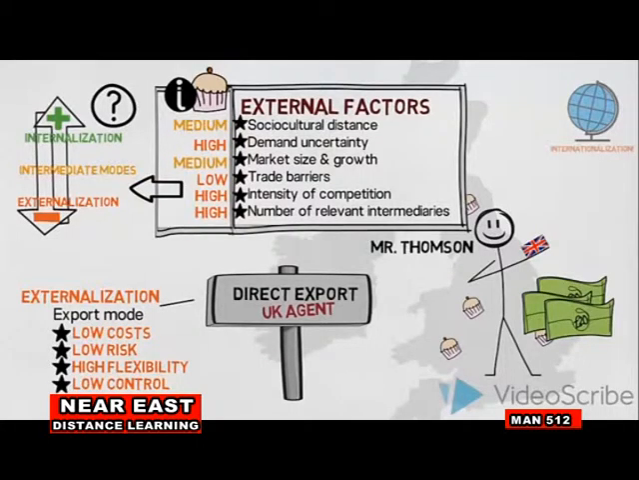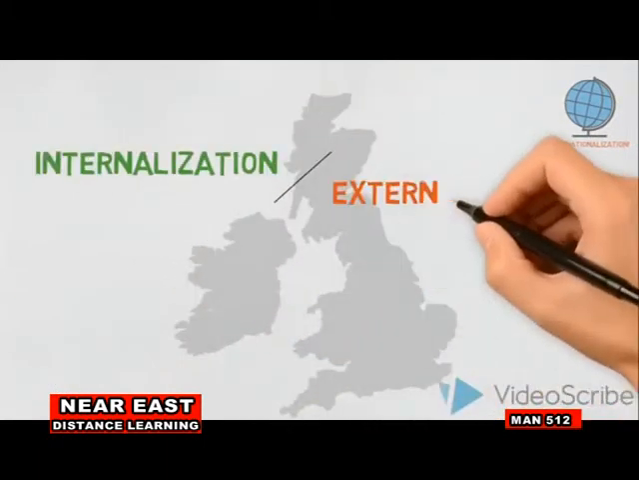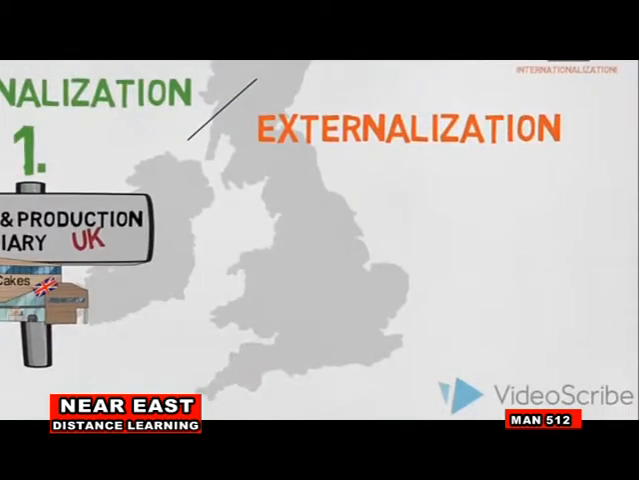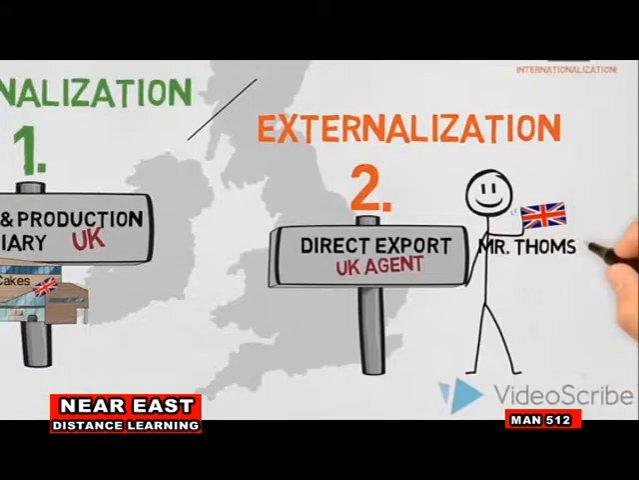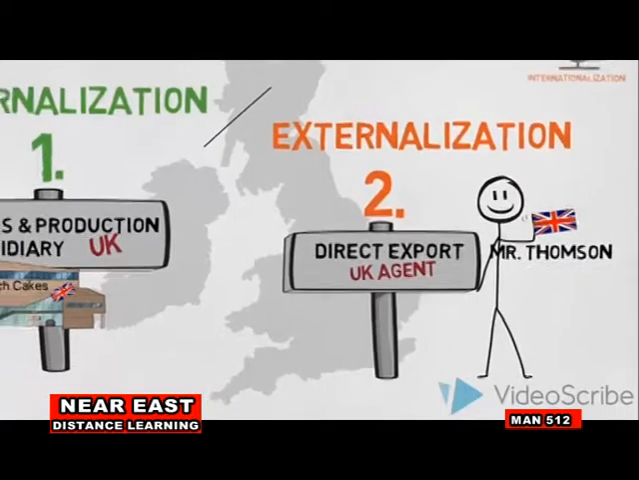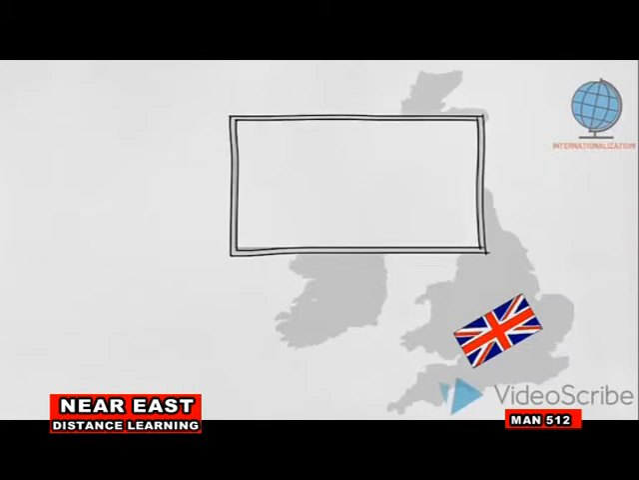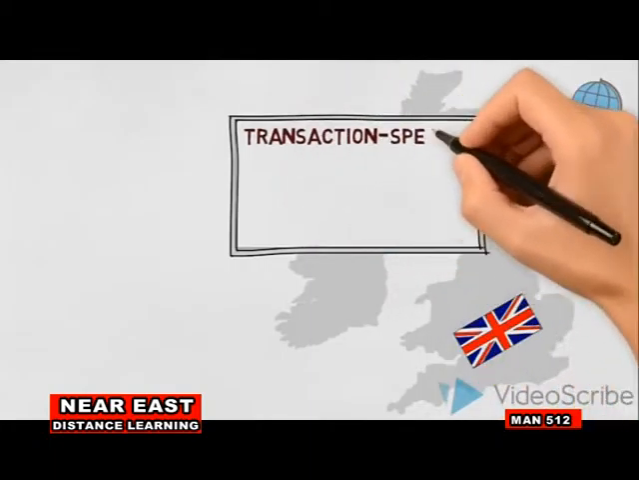So, an evaluation of the external factors has also revealed an indication towards externalization. This supports French Cakes' second suggestion of using an agent. French Cakes are still considering both options: 1. A sales and production subsidiary, and 2. An agent. The decision isn't made until a thorough investigation of all 4 sets of factors has been carried out. Some factors might prove to be a showstopper, making other factors less important when making the final decision.